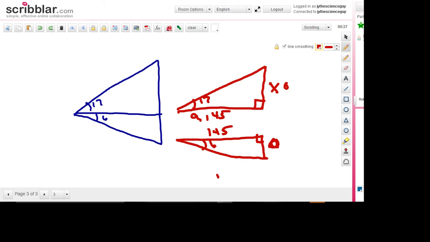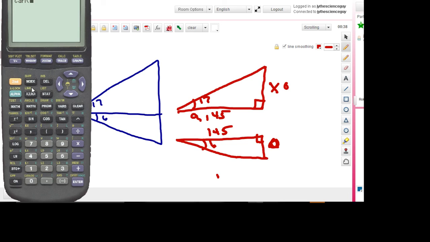Why are you trying to make it more complicated than it is? x over 145. Right. Now solve for x. That's what you should be putting in your calculator, just the way you wrote it. So clear that. 145 tangent 17, just the way you wrote it, so you don't mess it up.